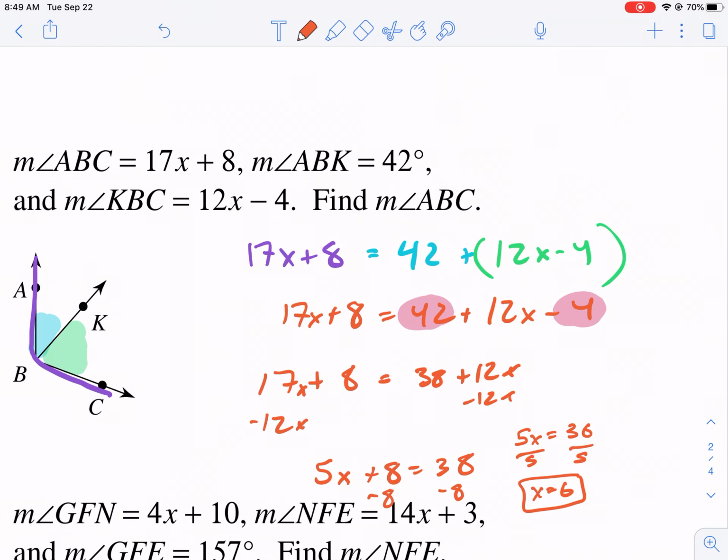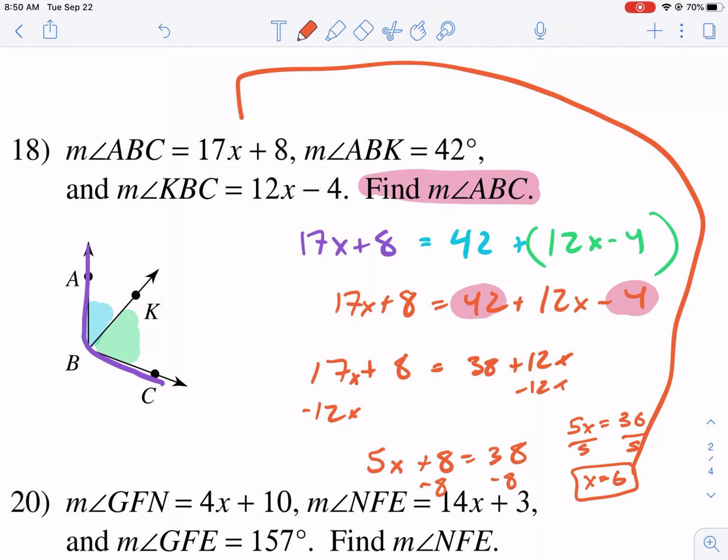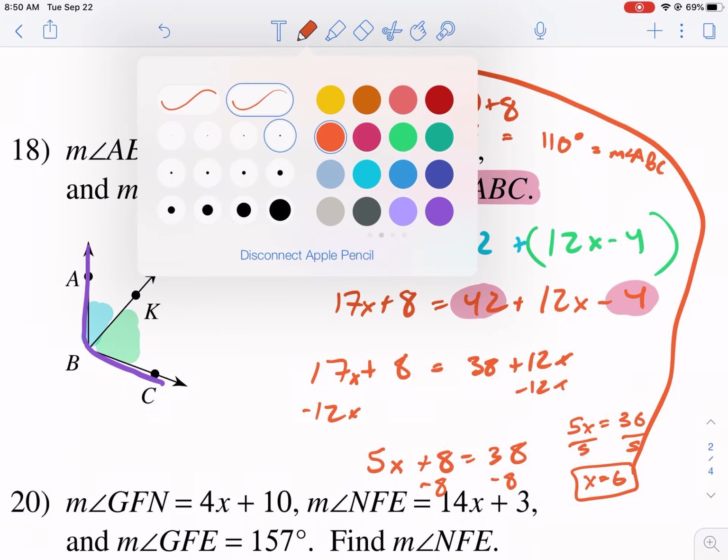Now, you're not done. Okay, this is exactly what I was talking about. We're trying to find the measure of ABC. So ABC says it's 17 times x plus 8. So we need to say, okay, the measure of angle ABC is equal to 17 times 6 plus 8. So 17 times 6 is 102. So we have 102 plus 8, and that's going to be equal to ABC. Well, that's equal to 110, excuse my disorganization here, the measure of angle ABC. And that's our final answer.